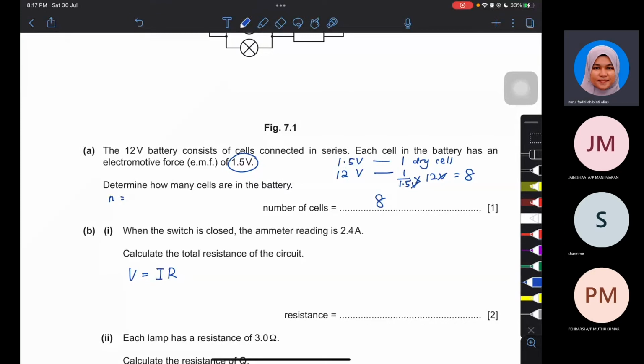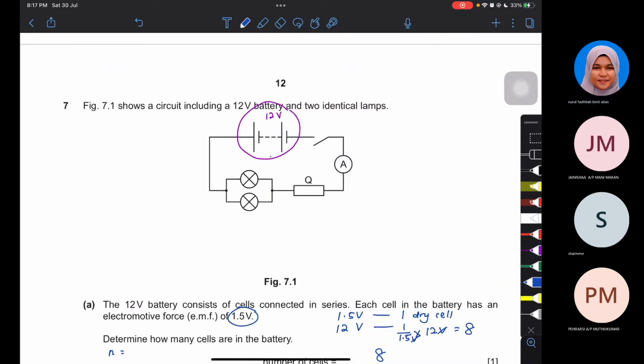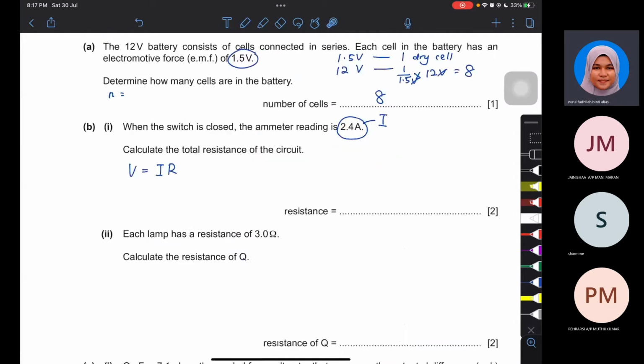So, current. You have current. 2.4 is the current. Okay, and then the voltage. How much is the voltage? Total voltage tadi? Given as 12. Okay, jadi kita ambil. Masukkan saja what do we want? We want total resistance. So, rearrange the formula. Therefore, R equals to V over I. So, what's V? 12 volt. What's the current? 2.4 ampere.